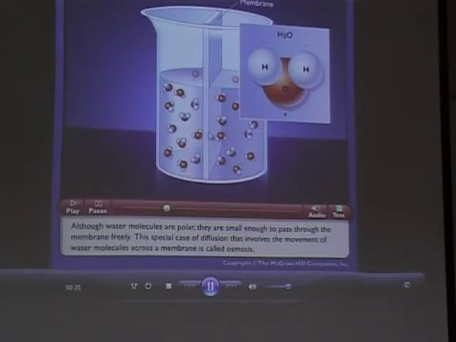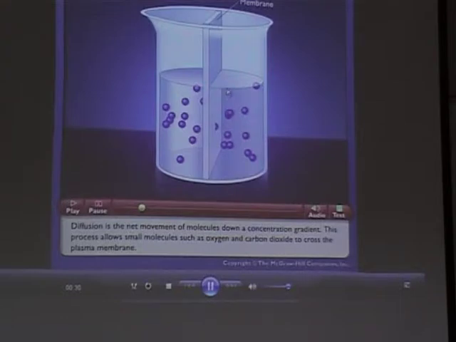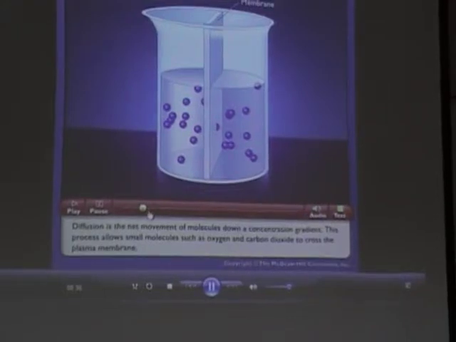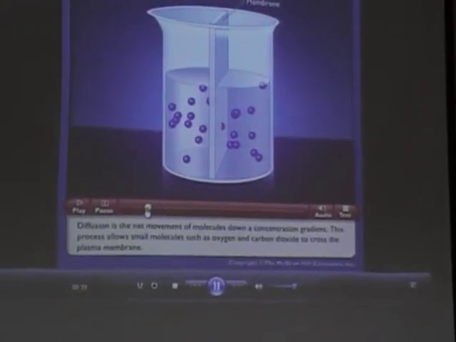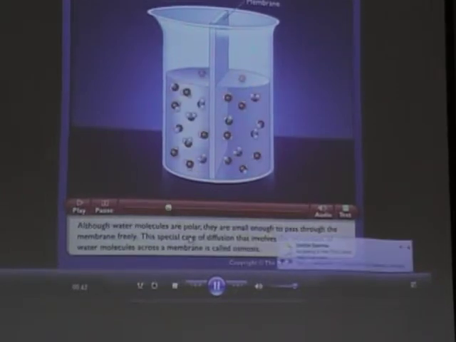Okay, so what they have here is a beaker. Let me just back this up a little bit. A beaker with a membrane separating the two sides of the beaker. Okay? And you're going to see they're going to set up an experiment, and I'm going to make you predict the results. So pay attention here.